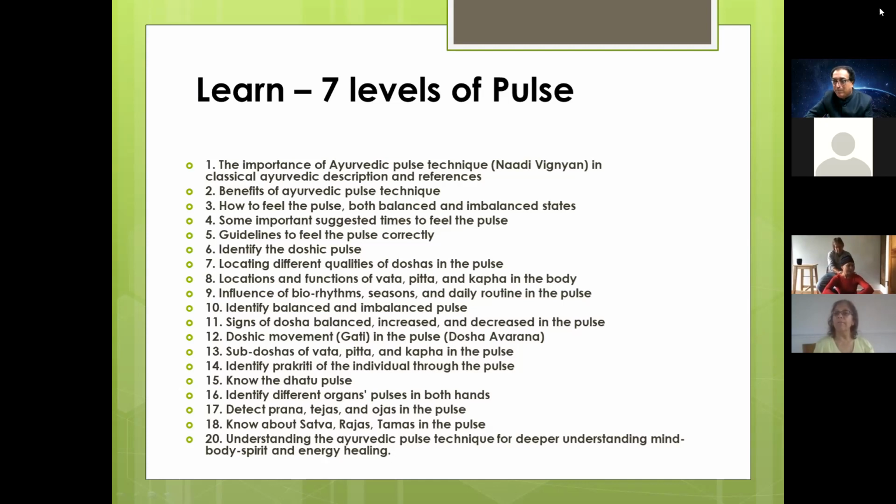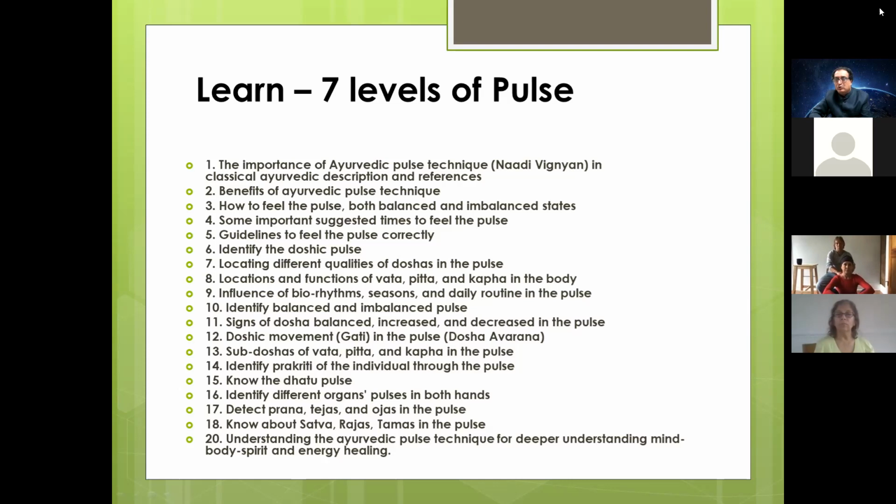Identify the balanced and imbalanced pulse. What is a balanced pulse? I already talked about that: vyaktatvam, nirmalatvam, swasthana sthitirevacha, amandatvam, chanchalyam, sarvasam shubhalakshanam. These are the specific qualities. The balanced and imbalanced state of the pulse can also be seen. Signs of dosha balanced, increased, decreased qualities, so you have a clear picture of that. What are the qualities of the pulse, and how the qualities of the pulse react to your body, we will also discuss in these classes.